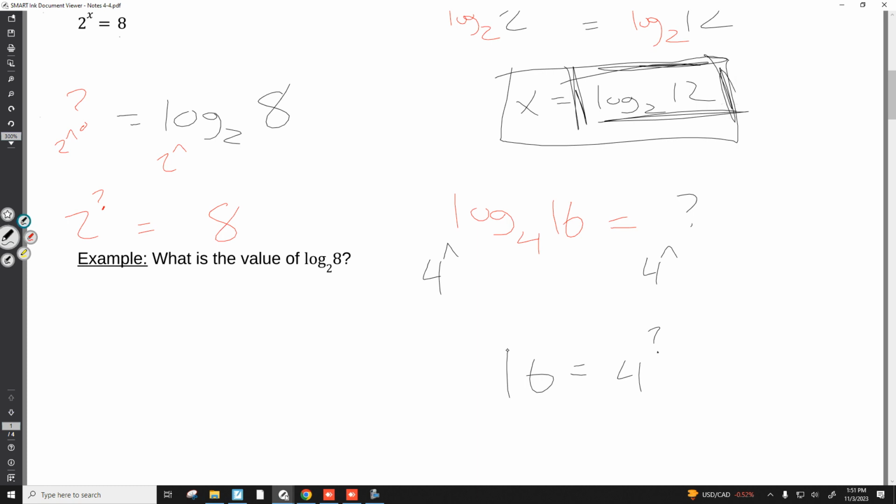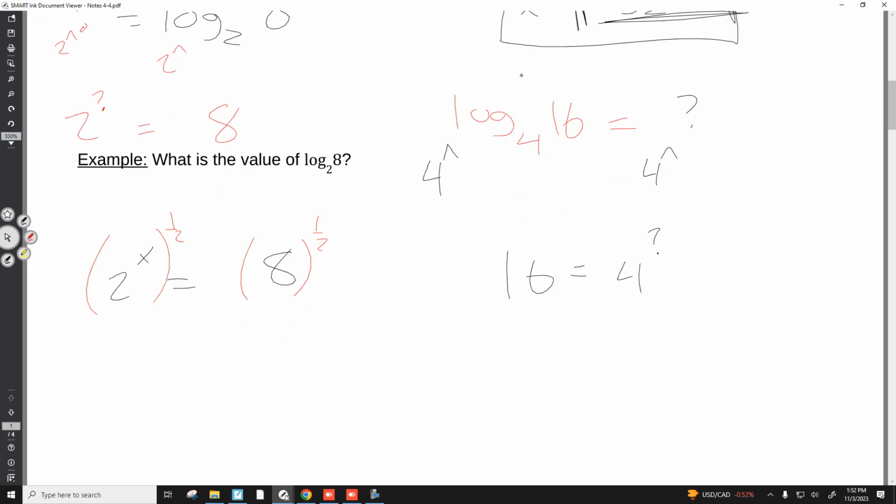Square roots are not the inverses of exponents. You understand the following, that if I took both sides to the 1/2 power, would that undo x? What would you get if you took both sides to the 1/2 power? Well, you'd get 2 to the 1/2 x equals the square root of 8. So no, square roots, cube roots undo squares and cubes.